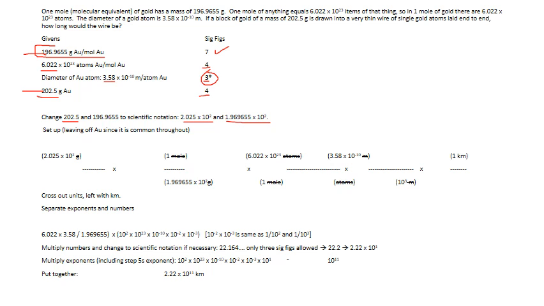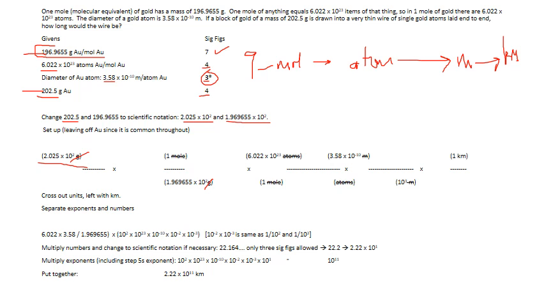All right, so the first thing I'm going to do is get grams. So what I'm going to do is go from grams to moles to atoms to meters to kilometers. And so I have 2.025 times 10 to the second grams. I want to get rid of the grams. Right, now I have moles.